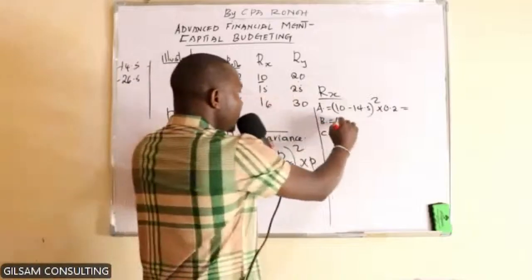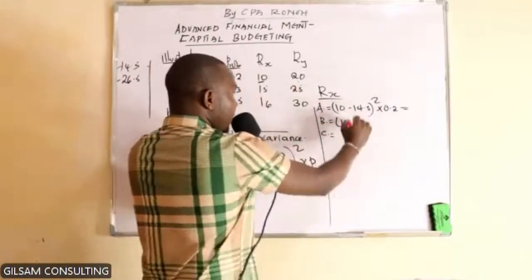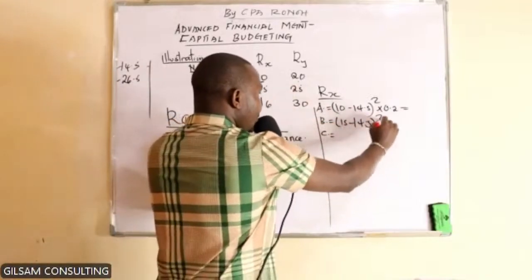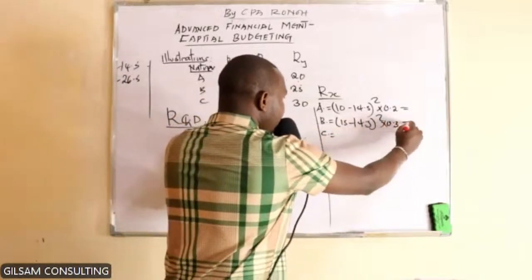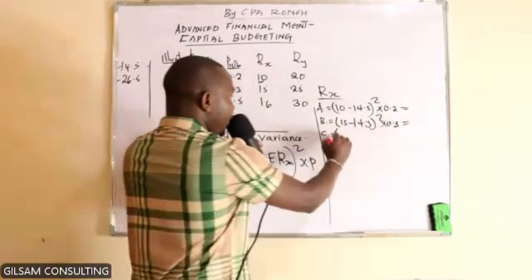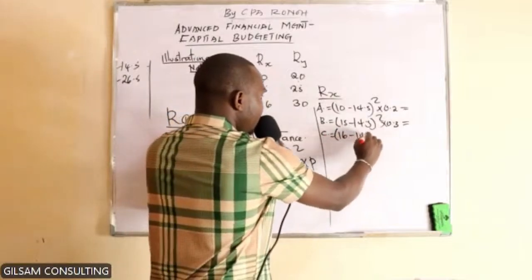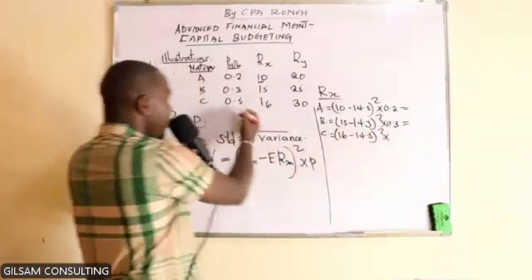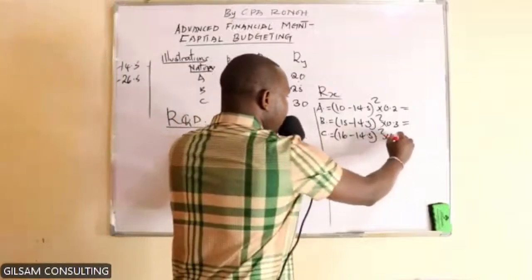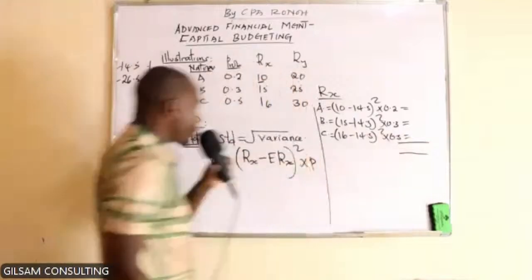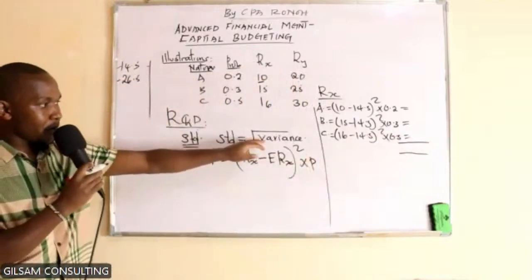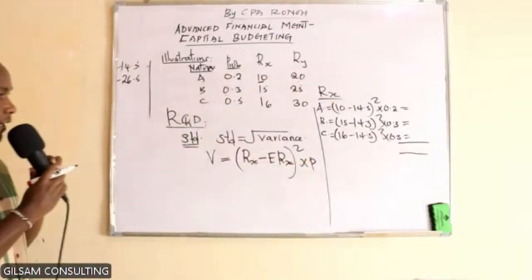Of 15 minus the same expected return, squared, I multiply by the probability 0.3. You get my answer there. Another one is 16 minus 14.5 squared multiplied by the probability, which is 0.5. So whatever you will get there is what we refer to as variance.